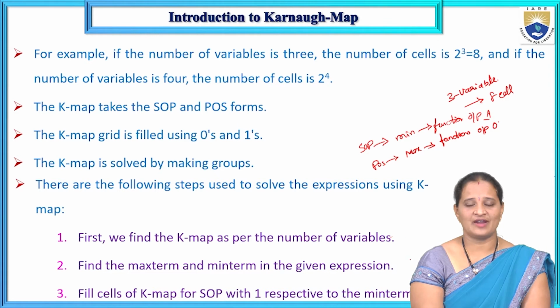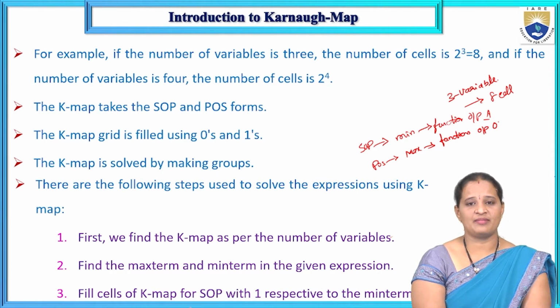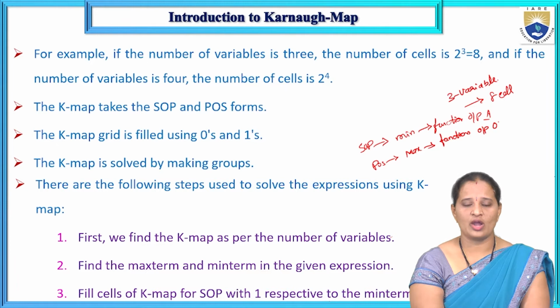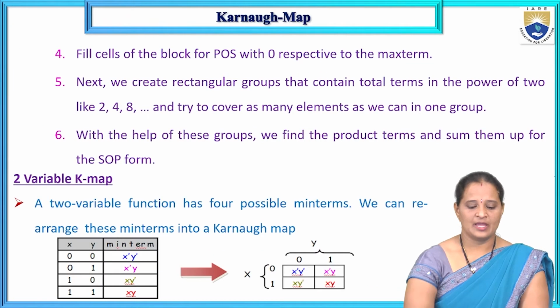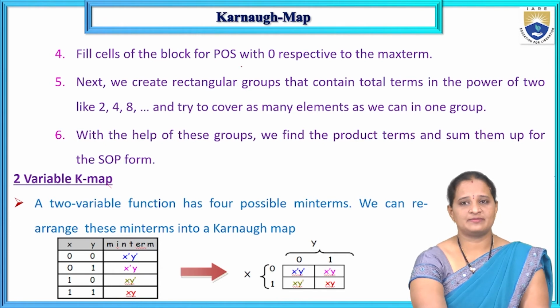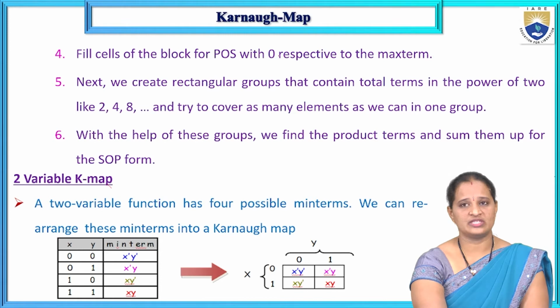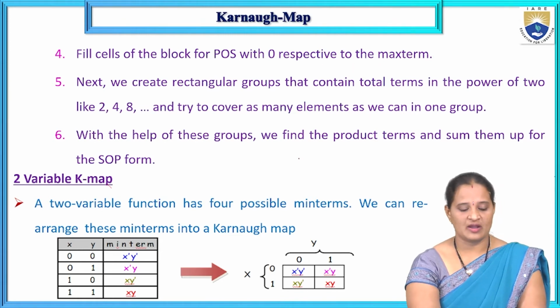Once we have identified the form of expression, then fill the cells of the k-map for SOP with 1 respective to the min terms. For all the min terms which are present in the expression, we need to place the 1 in the respective cell of the k-map. And similarly, if the expression is in POS form, we need to fill the cell with 0 for the respective max terms present in the Boolean function.